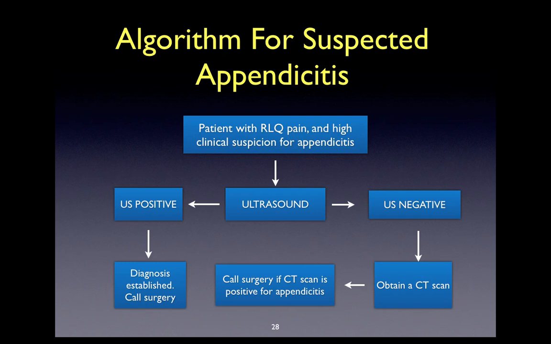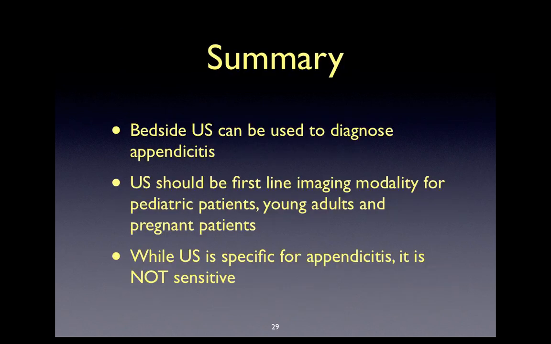So in conclusion, bedside ultrasound can be used to diagnose appendicitis. Ultrasound should be the first-line imaging modality for pediatric patients, young adults, and pregnant patients. And while ultrasound is a specific study for the diagnosis of appendicitis and can rule it in, a negative or equivocal study does not rule out the diagnosis of appendicitis, and in those cases, CT scans should be obtained.